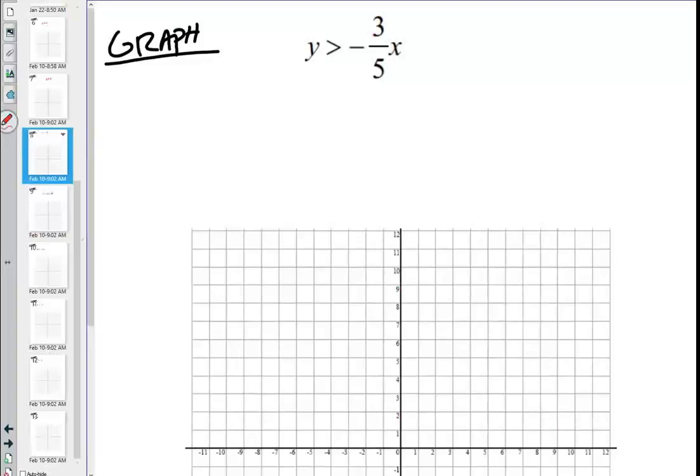Okay, here we have y isolated, so what's my slope going to be? Negative 3/5. Thanks. You're welcome. And Jordan, what's my y-intercept going to be? Zero. Good.